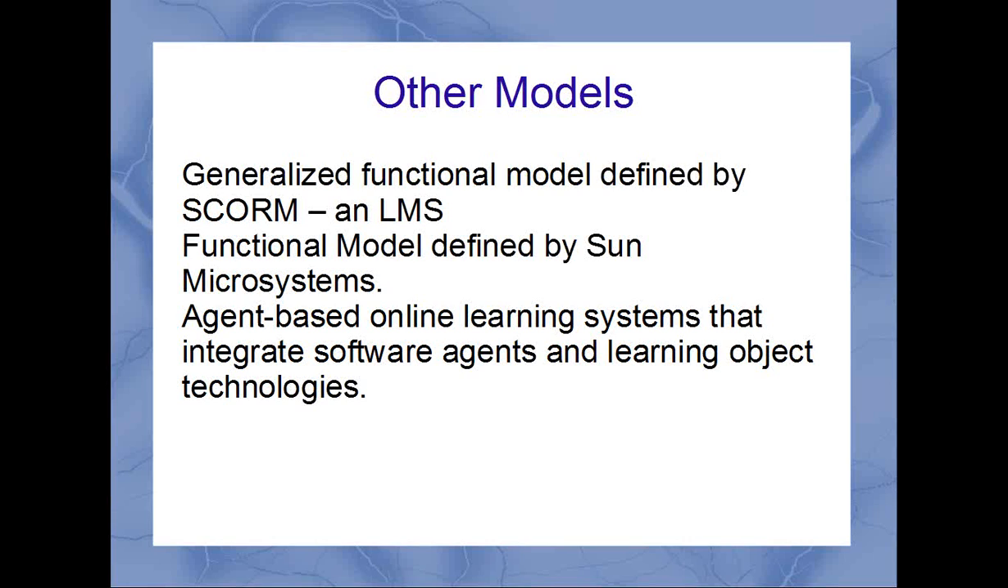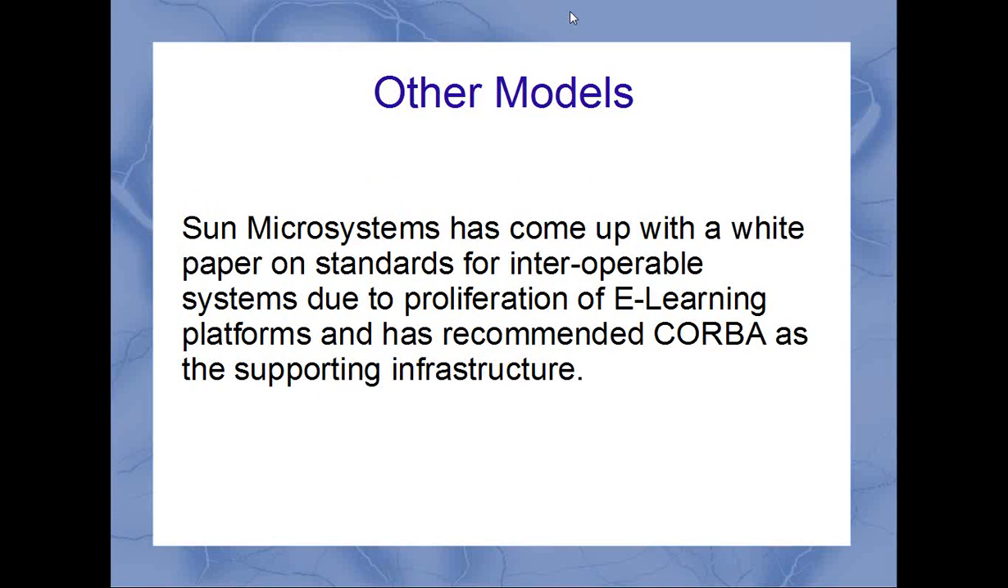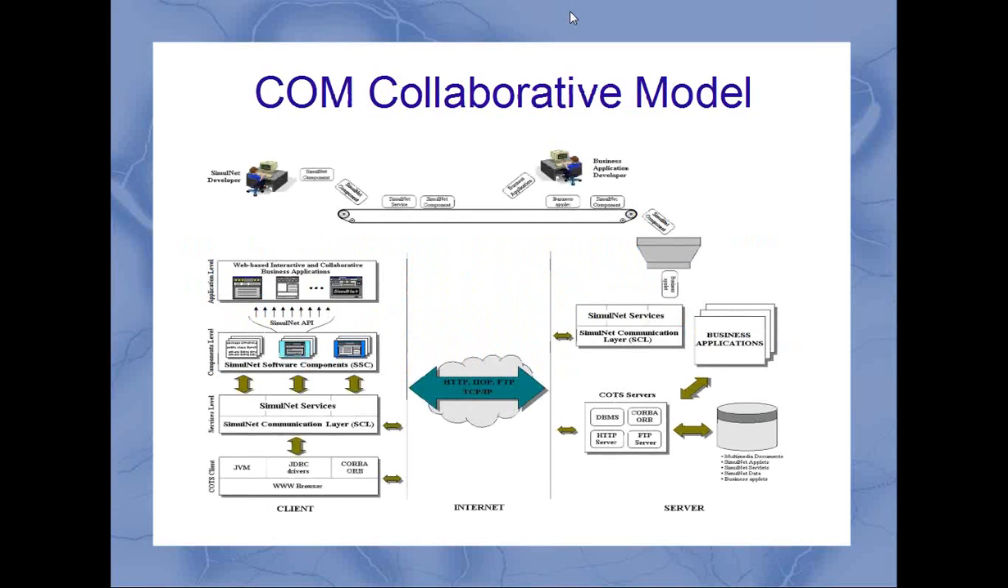What we need to do is actually bring these together and form a collaborative model amongst these. We cannot ask all the universities to change their systems overnight just so that they become collaborative. So what we need to bring about are certain standards which are applicable to all kinds of varied systems which are existing in the world today. Sun Microsystems has done quite a bit of work in this. It has come up with a white paper on standards for interoperable systems. Okay, and these have been recommended to use CORBA as a supporting infrastructure. This is one example of a collaborative model.